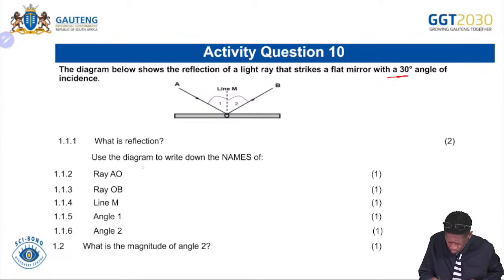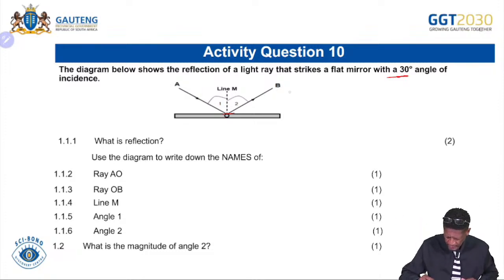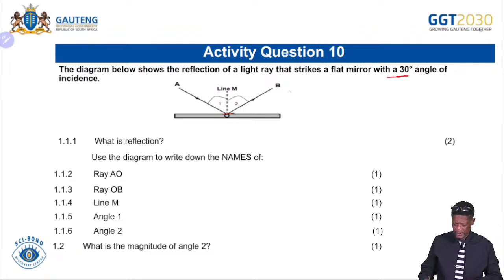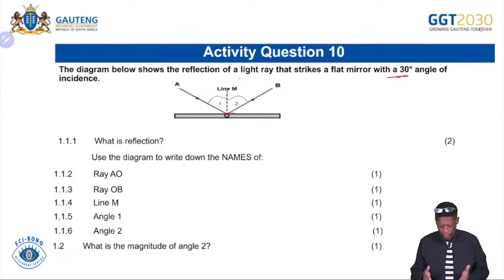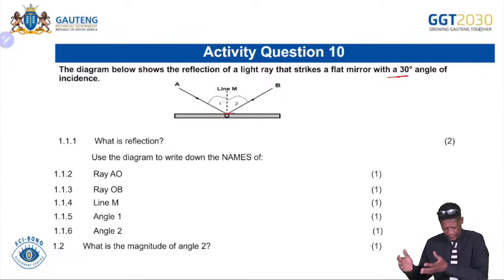Now use the diagram to write the names of the following. What is the name of AO? AO is the incident ray, where it starts. It's the light ray striking the surface. So it's an incident ray. What is OB? Once it changes direction, it reflects, so it's the reflected ray. What is line M? That's the normal line. Then what is angle 1? Angle 1 is the angle of incidence. Angle 2 is the angle of reflection, right?